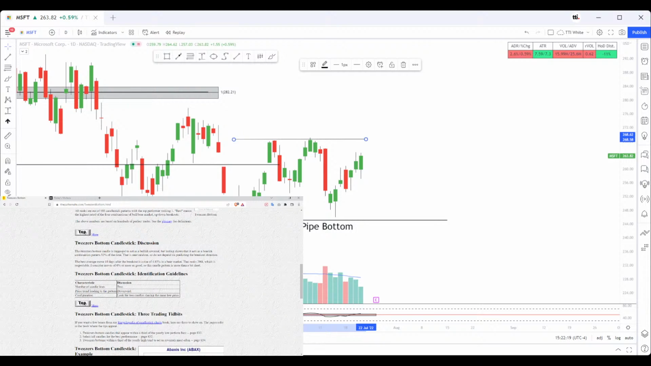And he actually says that the tweezer bottom candle is supposed to act as a bullish reversal, but testing shows that it acts as a bearish continuation pattern 52% of the time. That is near random, so do not depend on predicting the breakout direction. There you go. Okay, so pipe bottoms, incredibly bullish. Tweezers, fuck all.